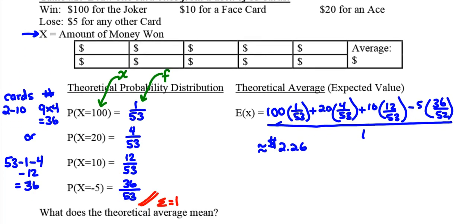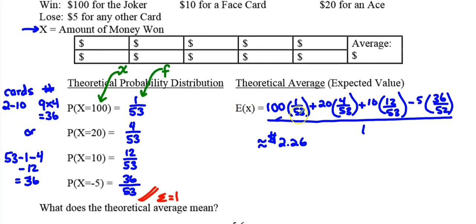Now, as a shortcut, and this would only work if all of the, oops, that should say 53. This would only work if all of the denominators are the same. Let me just fix that up.